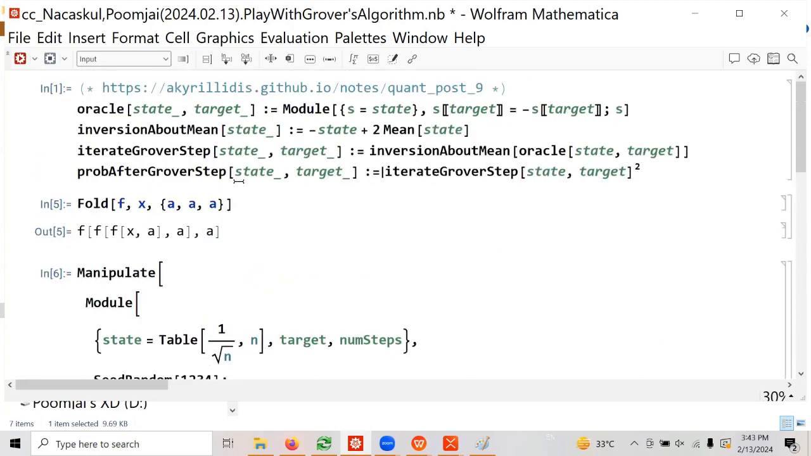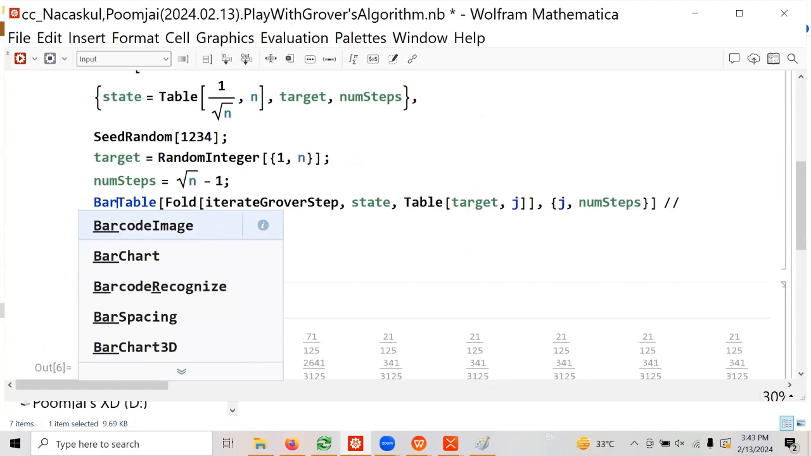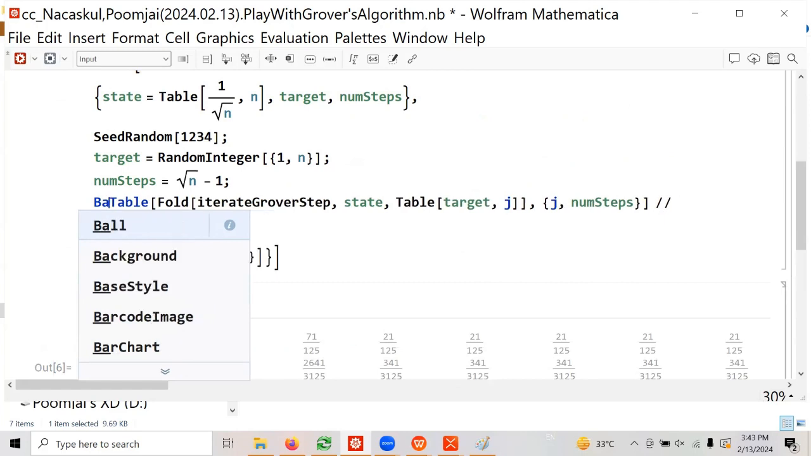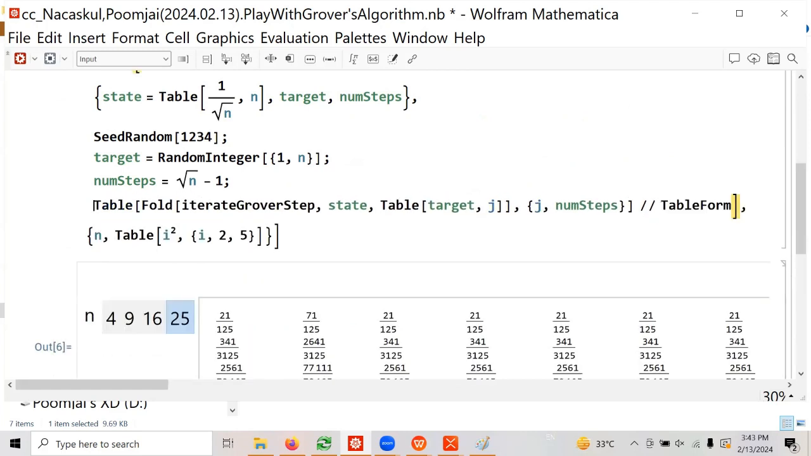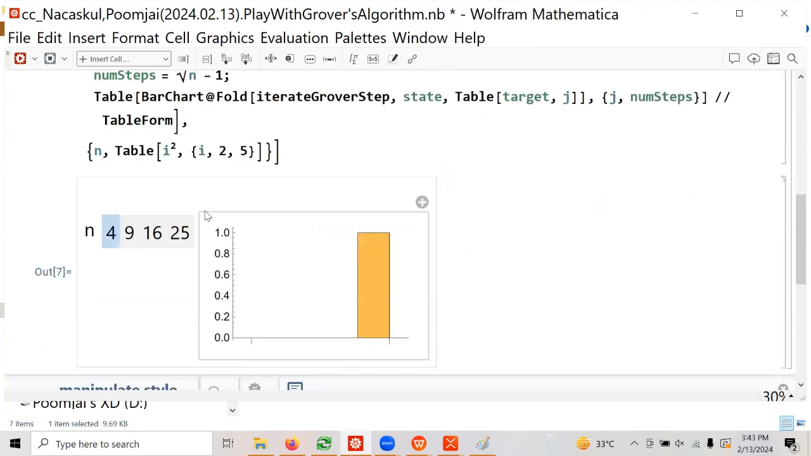Oh yeah, I know what I should do. Instead of doing a table, I should do a bar chart. Yeah, let's do that. Bar chart. Does that work? Yeah, that is.